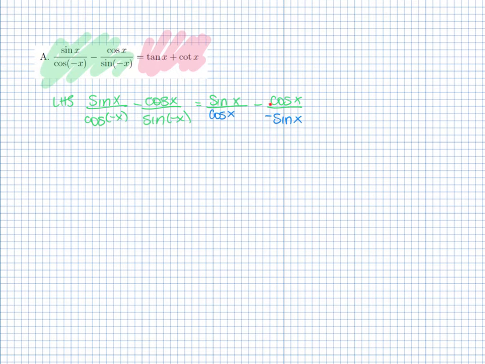Here what I'm going to do is these two negatives actually become a positive. So when I write this again, I'm going to get sine x over cosine x. Then I'll have a plus sign here because I simplified these two together. And I'm left with cosine x over sine x. But we know using our quotient identities that this is just tangent x plus cotangent x. This is actually the right-hand side, and we are done. We stop. We are absolutely finished.